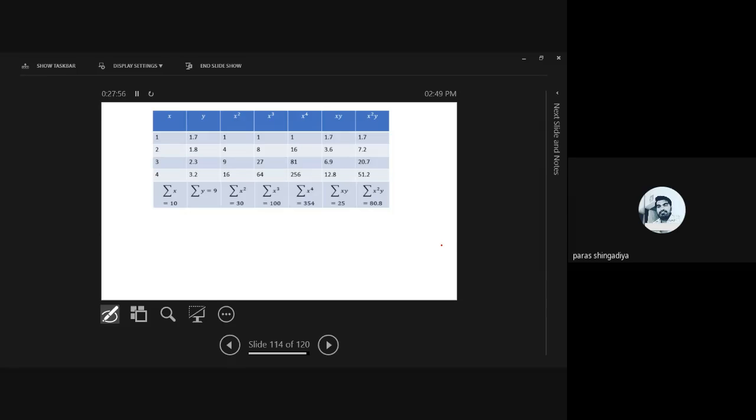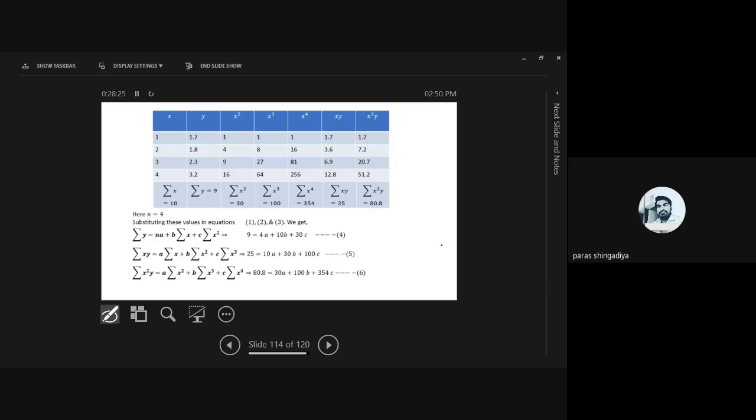And then after find x into y. Okay, multiply x with y, 1 into 1.7, 2 into 1.8, 3 into 2.3 and so on. And then find the total, that will be 25. And then after x square into y, that will be 18.8. Okay, that is the second step. Derive all such required values in the formula.